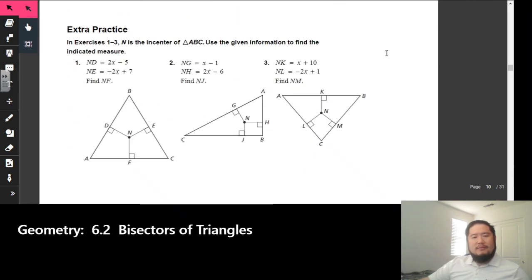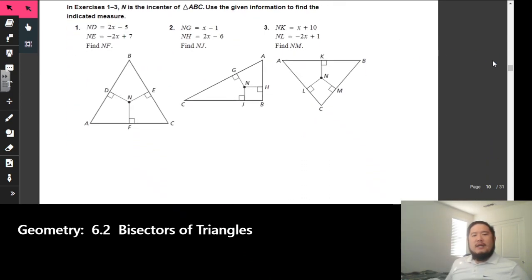So let's put it all together. Let's take a look at problems 1, 2, and 3. It says right here, N is the incenter of triangle ABC. So if it's the incenter, remember, we know that we have some segments that are congruent. In number 1, those segments are from N to D. Why N to D? Because it is perpendicular. Remember, the shortest length from a point to a side is the perpendicular.